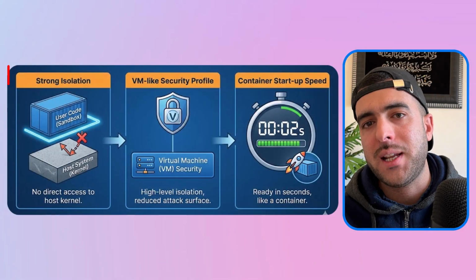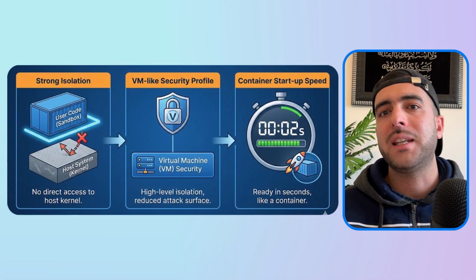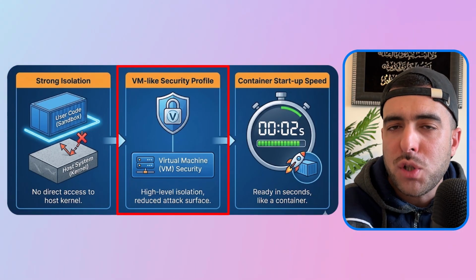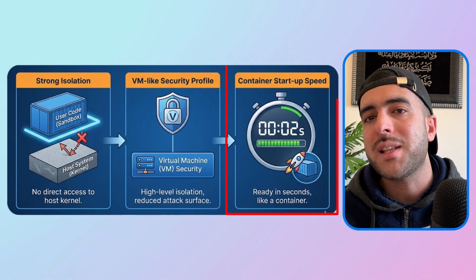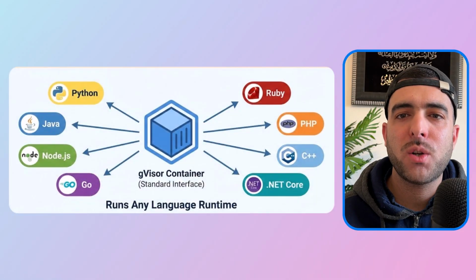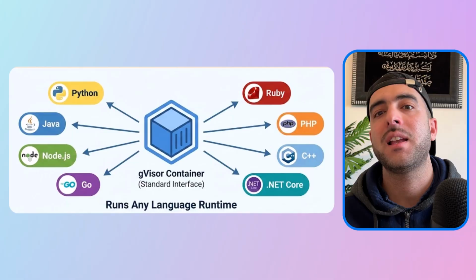First, we've got security, as it provides a strong isolation between your code and the host, giving you a security profile similar to a virtual machine, but with the 2-second startup speed of a container. And because it's a container, you're not limited by language runtimes, and thus we get compatibility.